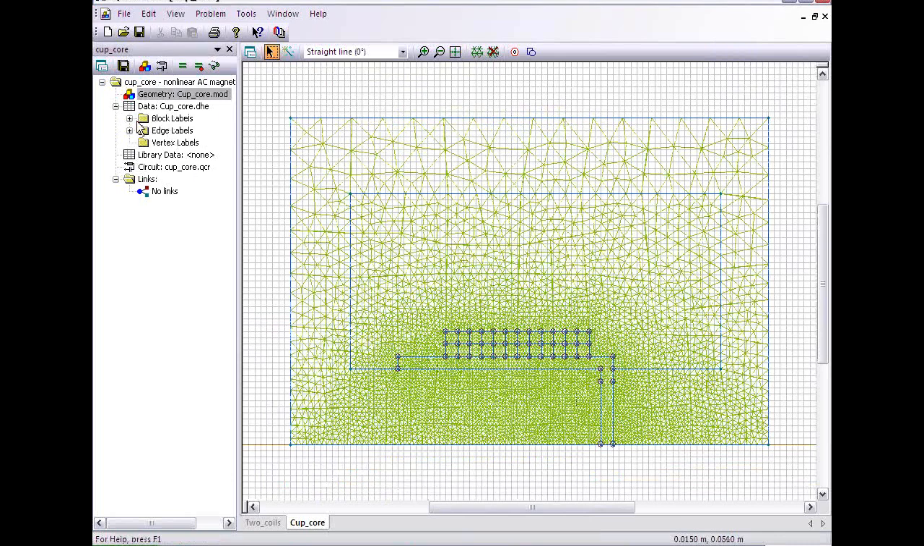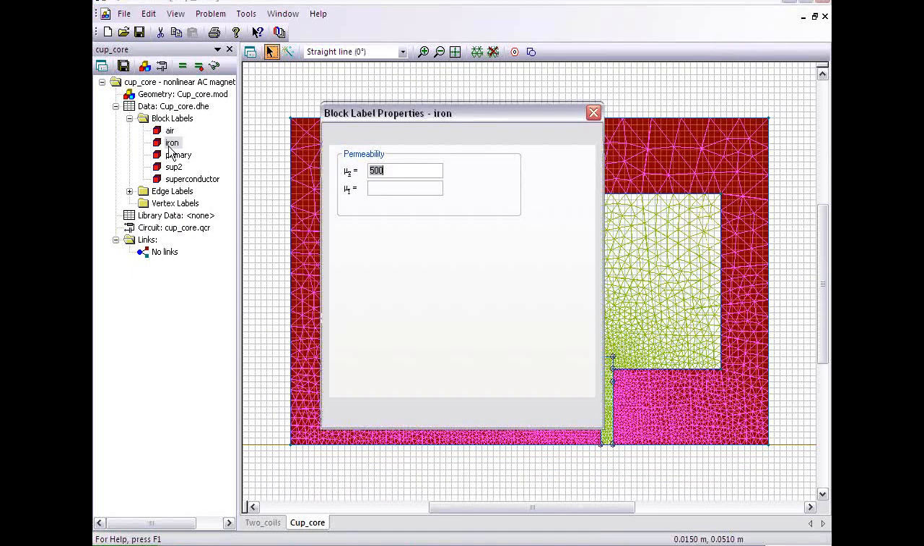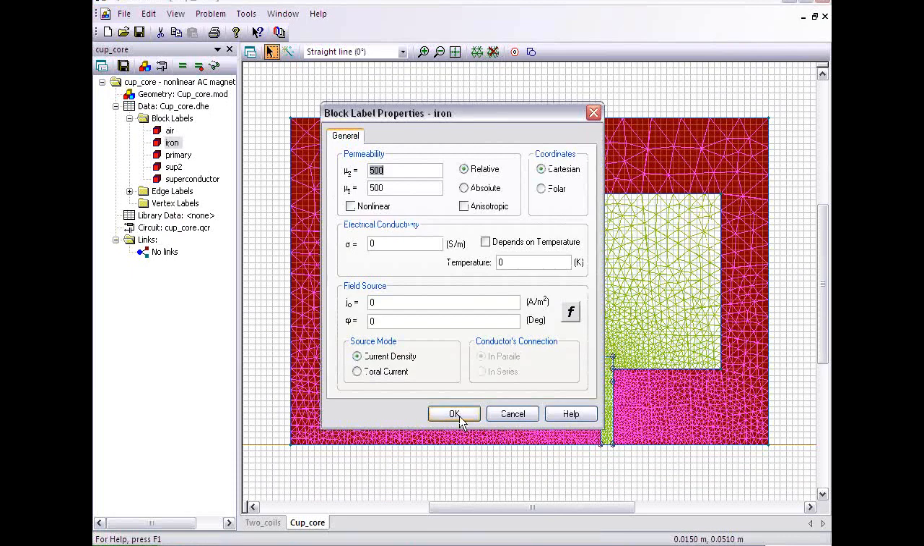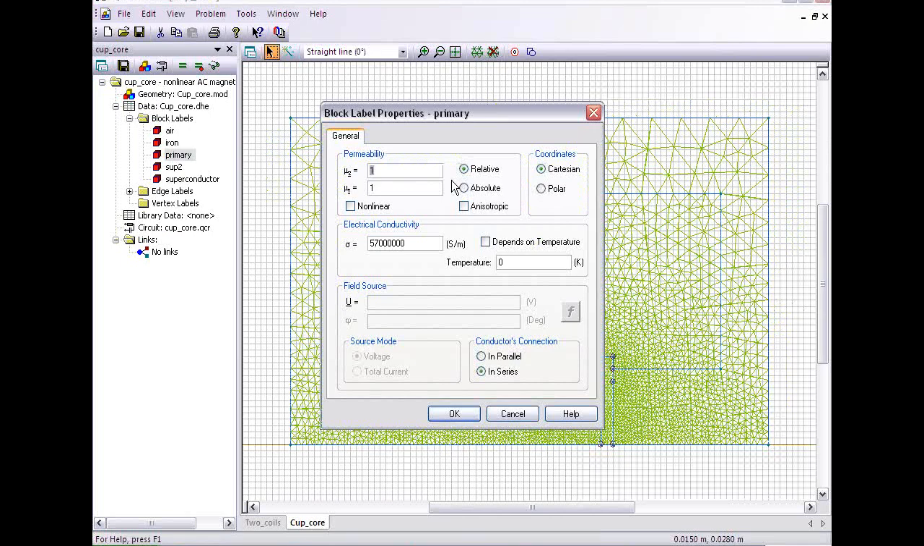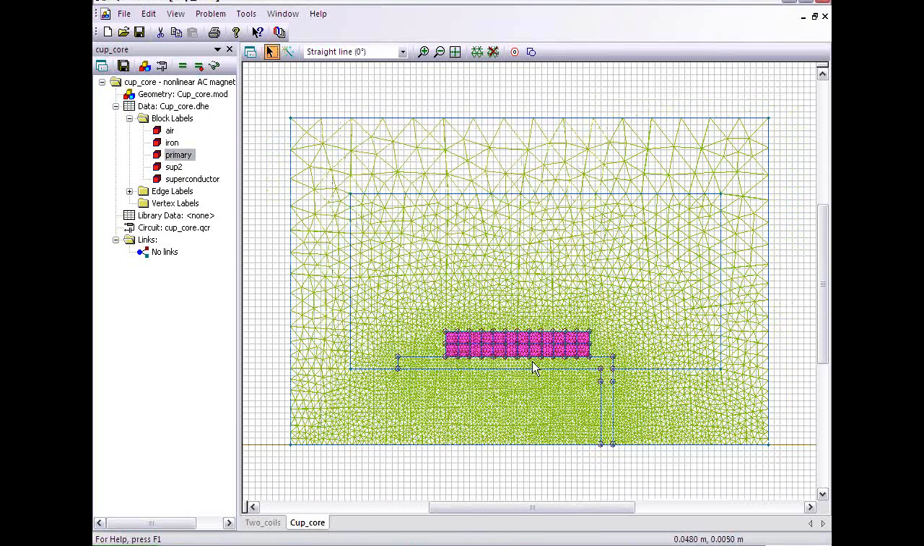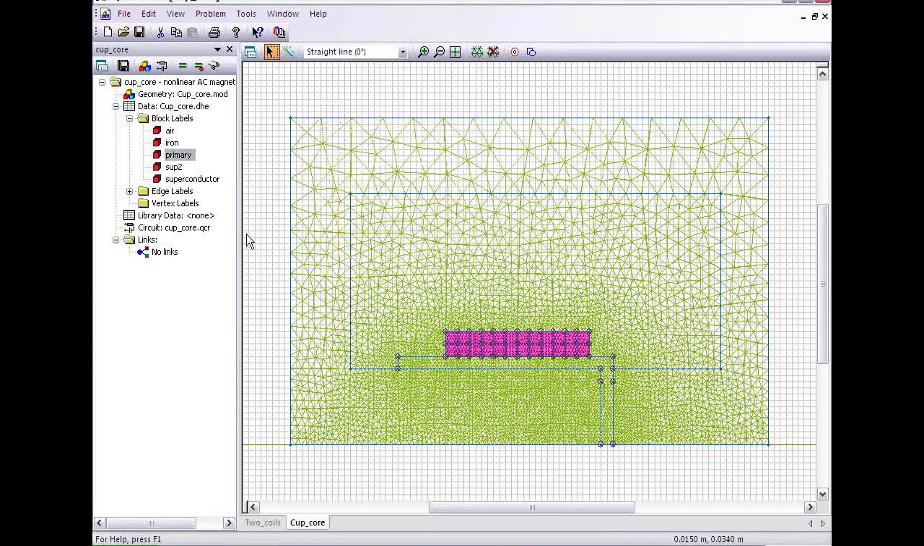So once again, this is the air region. This is the iron, which I'm giving a permeability of 500 in this case, so not quite the permeability of mu metal. The primary, once again, is copper, and these elements are connected in series. This is the superconductor.